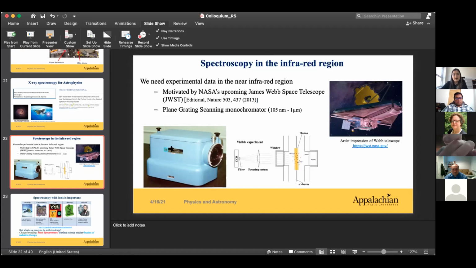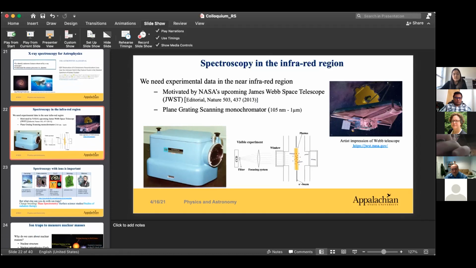And we do have the proper spectrometer that can measure transitions in this region, using both the NIST EBIT and also the RF trap that's here at App State. I am interested in measuring transitions in the infrared region for different kinds of elements, such as iron and argon, that are most dominant in astrophysical plasmas.